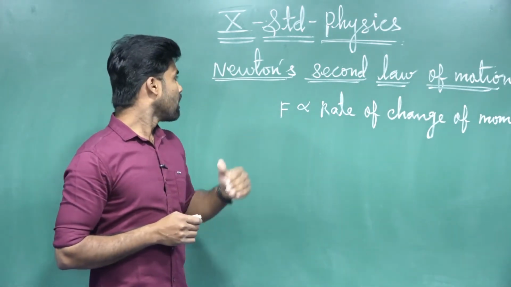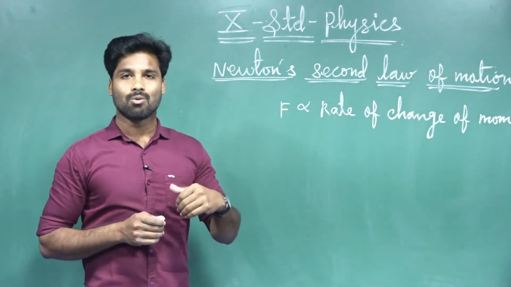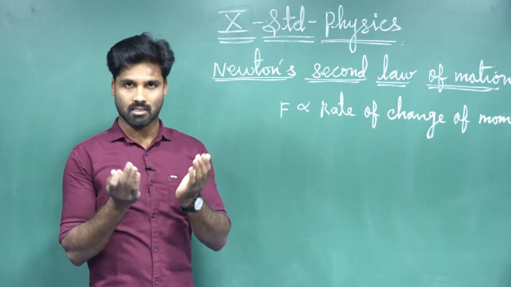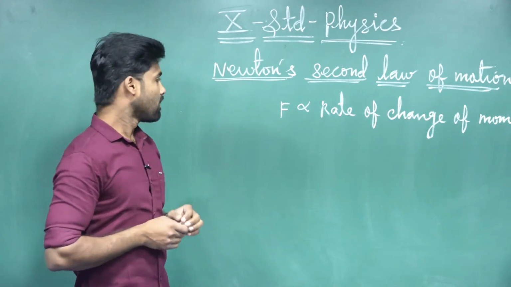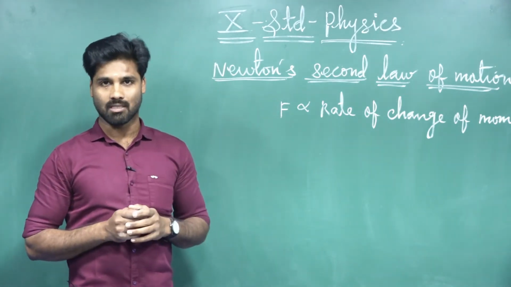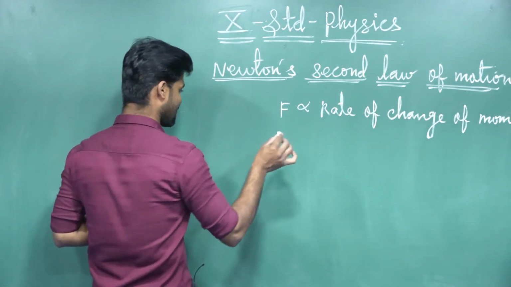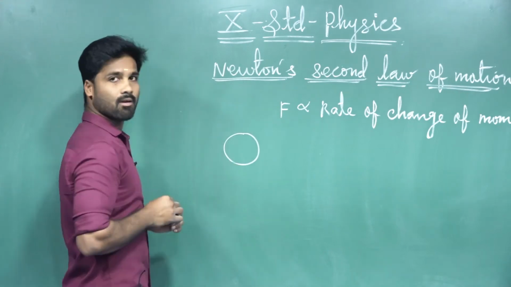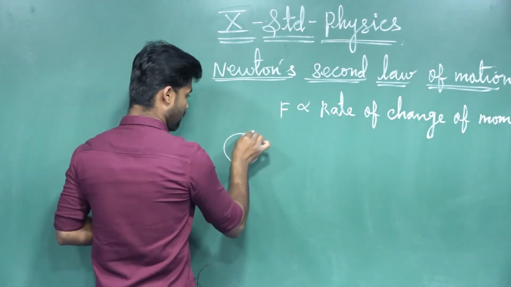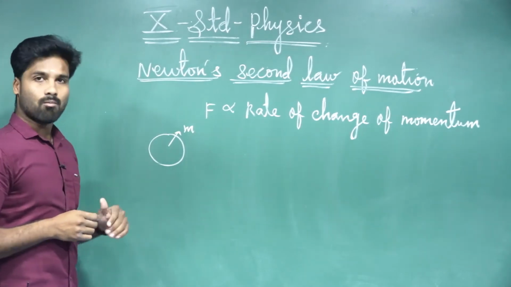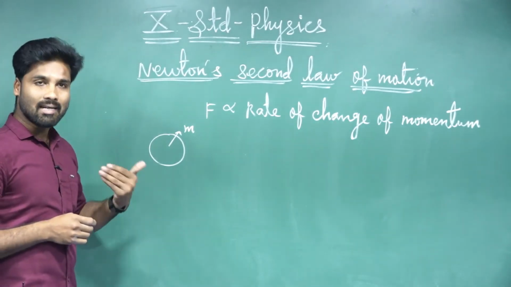So here we are going to prove second law of motion through one explanation. Okay. So let us consider mass of an object m. Okay, let us consider one object. This is the one object, of mass small m. It is moving with the initial velocity.